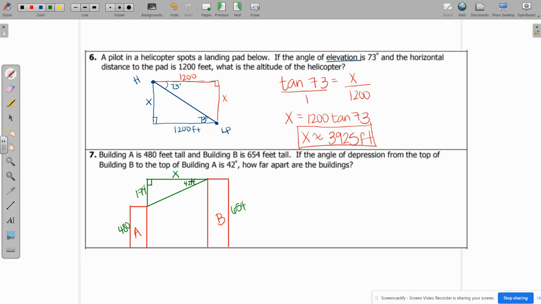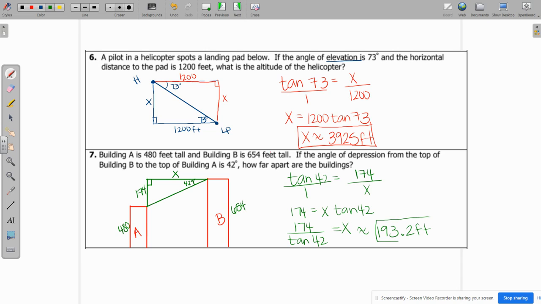So to find this, I would be using tangent again because this is opposite and adjacent. So we could say the tangent of 42 equals 174 divided by x. So cross products mean 174 would equal x times the tangent of 42. And then to solve for x, we would have to take 174 and divide it by the tangent of 42. And when you do that in your calculator, you get approximately 193.2 feet. So that is the approximate distance between the two buildings, that horizontal distance that we're looking for.